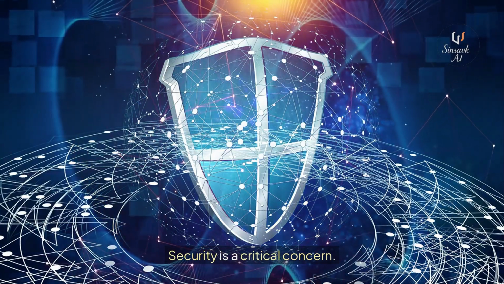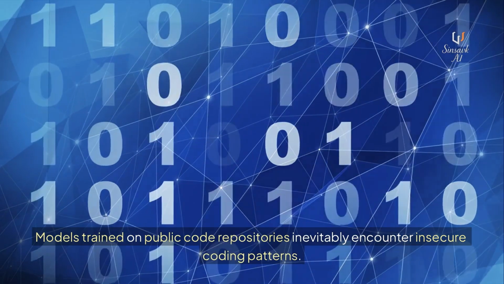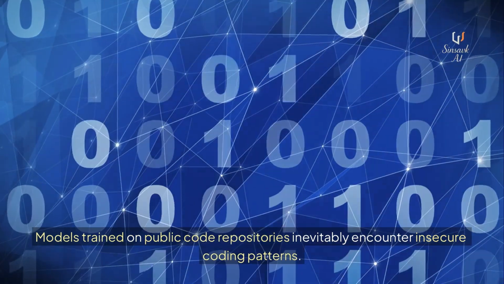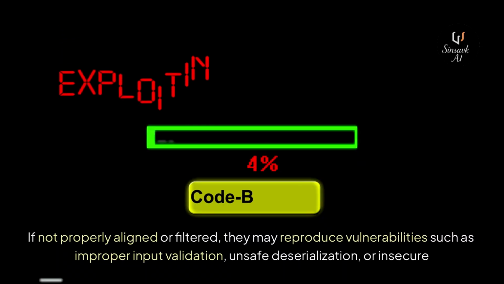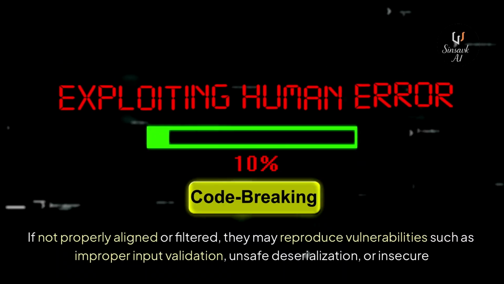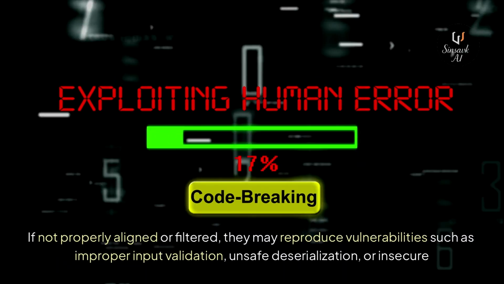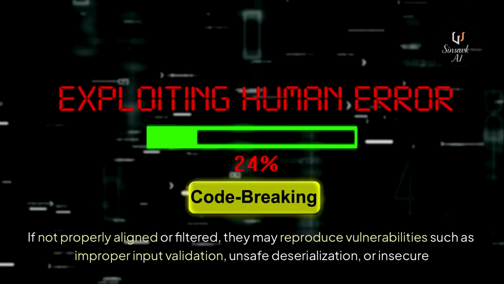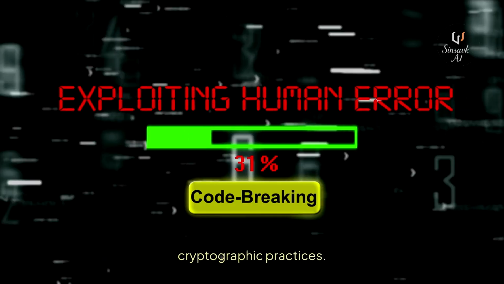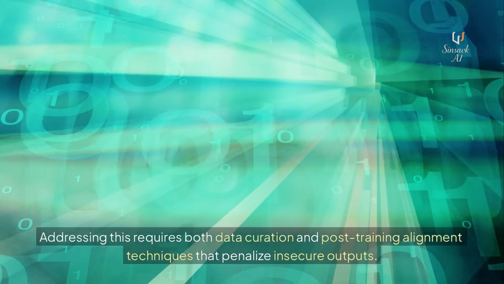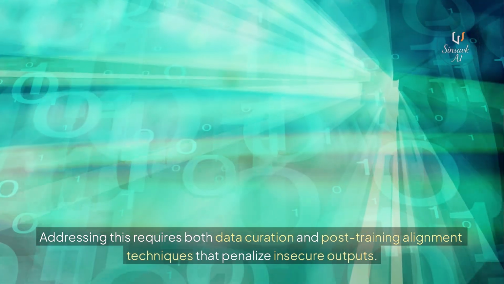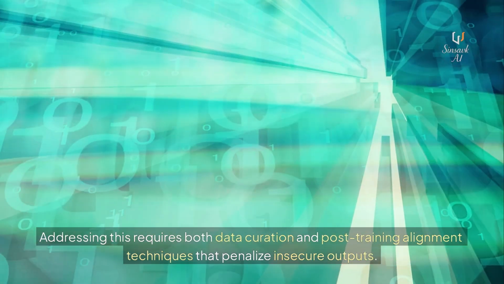Security is a critical concern. Models trained on public code repositories inevitably encounter insecure coding patterns. If not properly aligned or filtered, they may reproduce vulnerabilities such as improper input validation, unsafe deserialization, or insecure cryptographic practices. Addressing this requires both data curation and post-training alignment techniques that penalize insecure outputs.